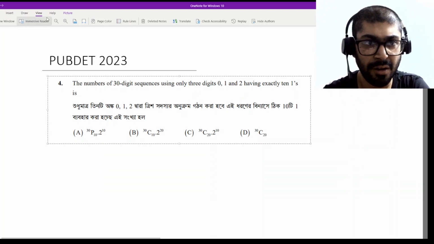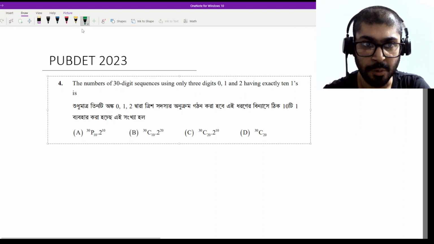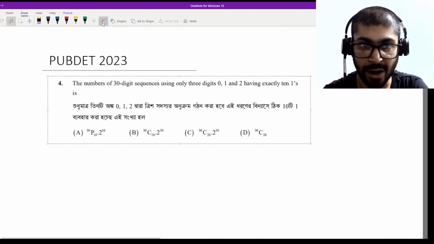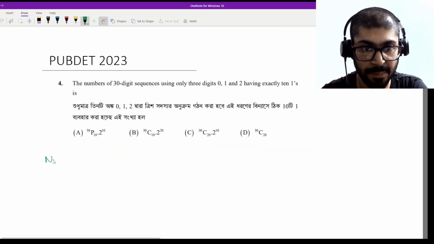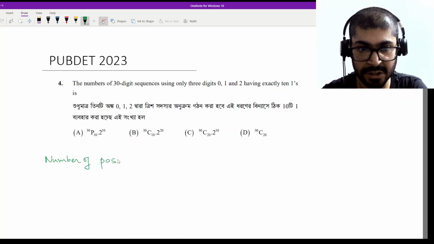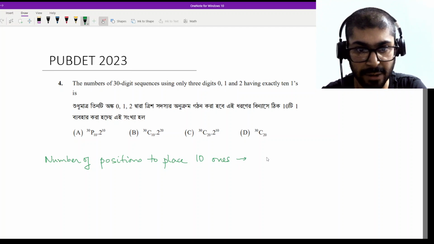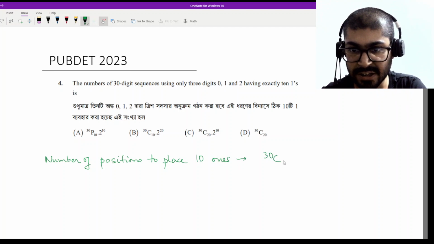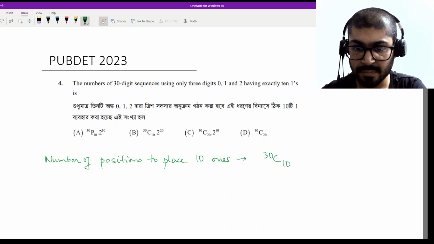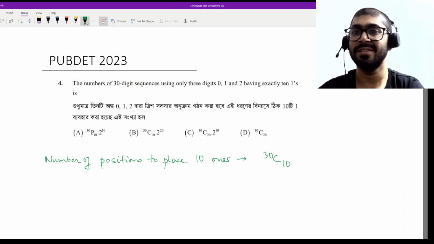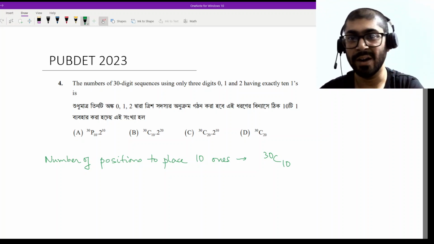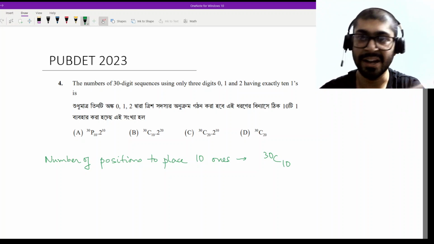So I'll write it down: number of positions to place 10 ones, it'll be 30C10, right? Among all of the 30 places you put one in any order in any place.